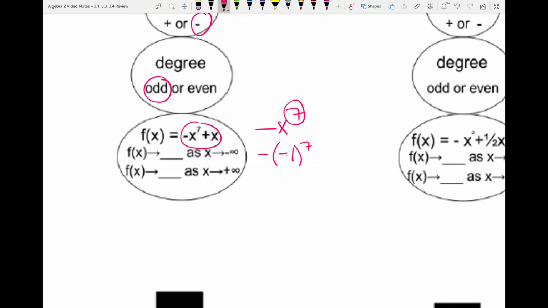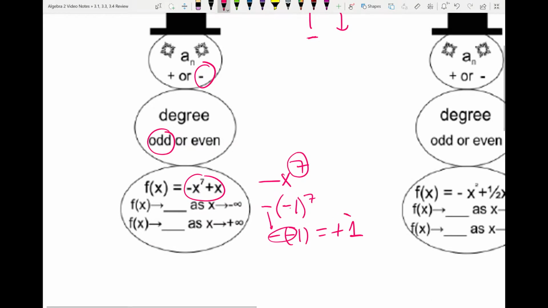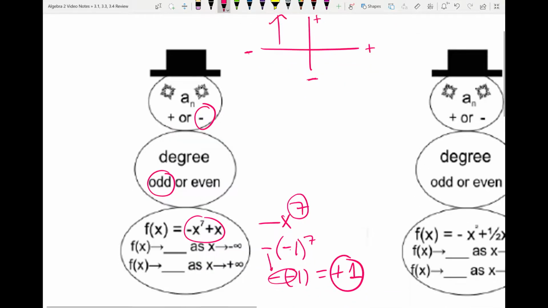So -1 to the 7th is -1, and then we had a negative there, so that makes it into a +1. Okay, so when you're doing end behavior, remember that you're only looking at the highest power. I almost made that mistake there. So that means that it's going positive, so that means it's going up, right? Which is why we drew the arrow up. Okay, I'm going to erase that arrow because we're going to figure that one out.